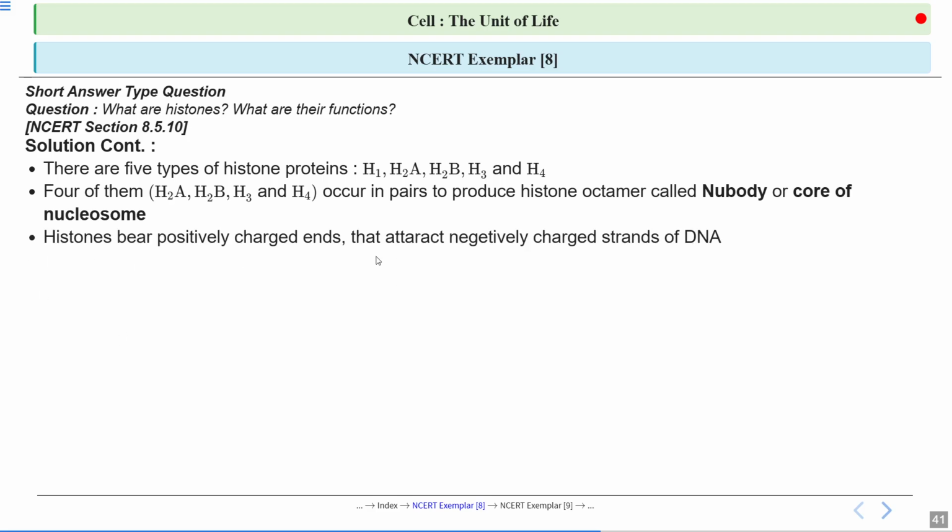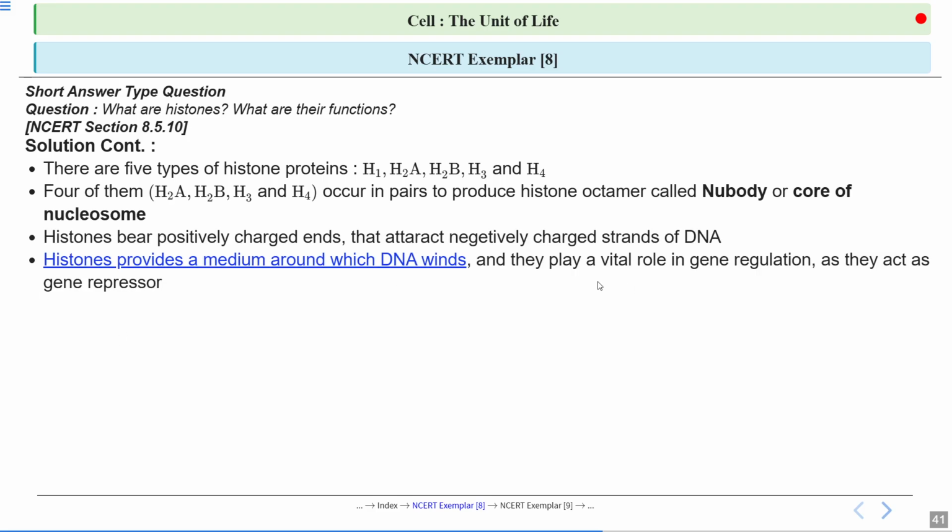Histones bear positively charged ends and they attract the negatively charged strands of DNA. Very important point. DNA has negatively charged phosphate groups. Remember, the phosphate group has a negative charge. So DNA imparts a negative charge on its surface, and histone is a basic protein, so it gives the positive charge. Due to this negative and positive charge, they form this nucleosome-like structure, right?